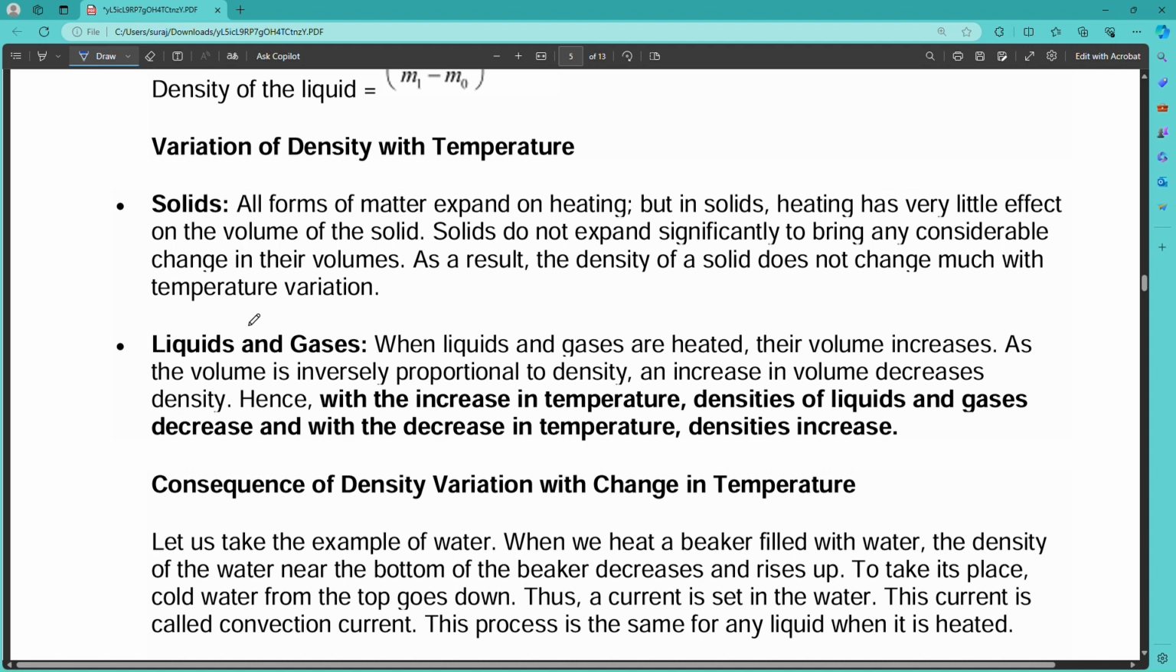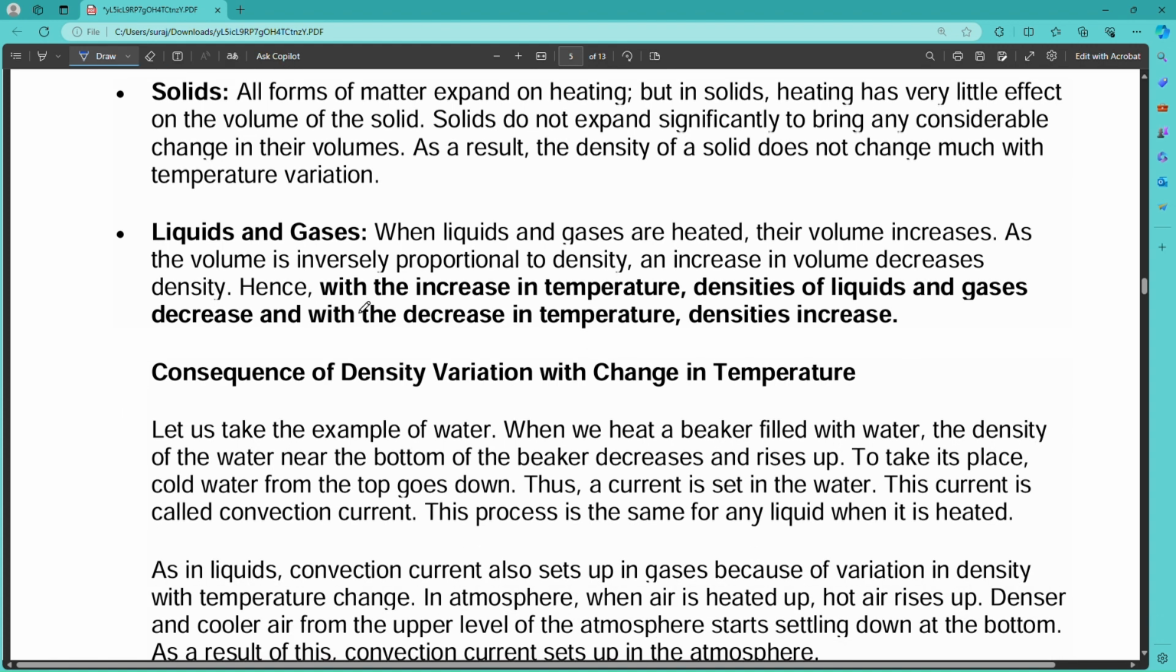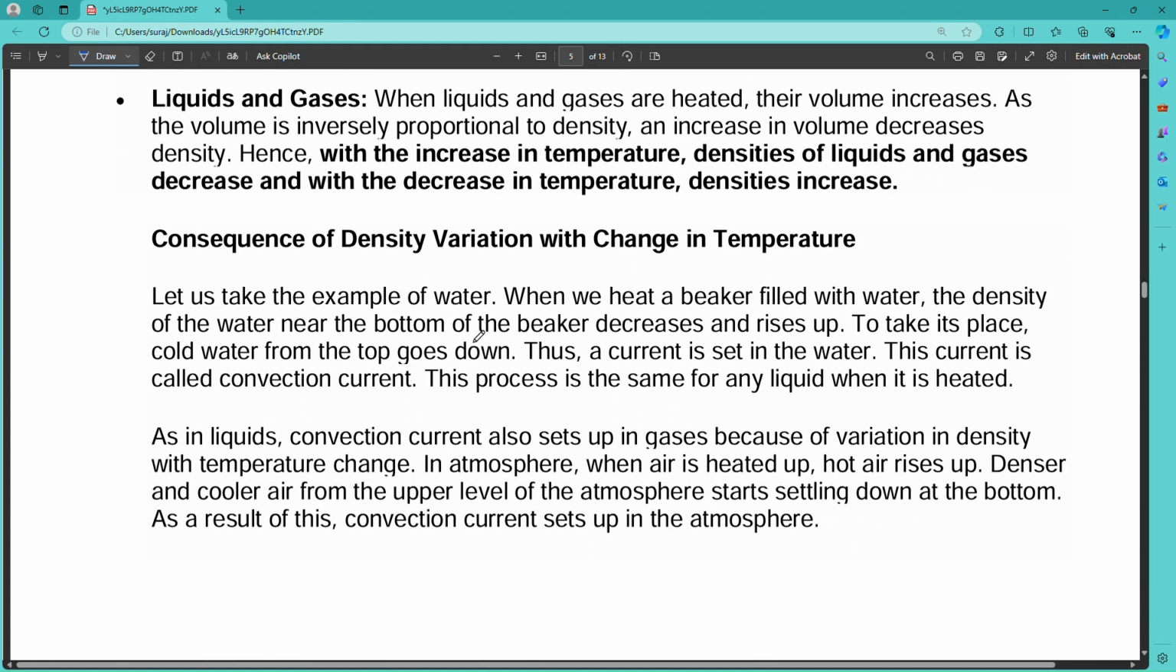Maybe if you raise to a very large temperature then the density will vary, but in the case of liquids and gases the molecules expand rapidly with temperature. So when the temperature increases the density decreases, and when the temperature decreases the density increases. So it is inversely proportional.